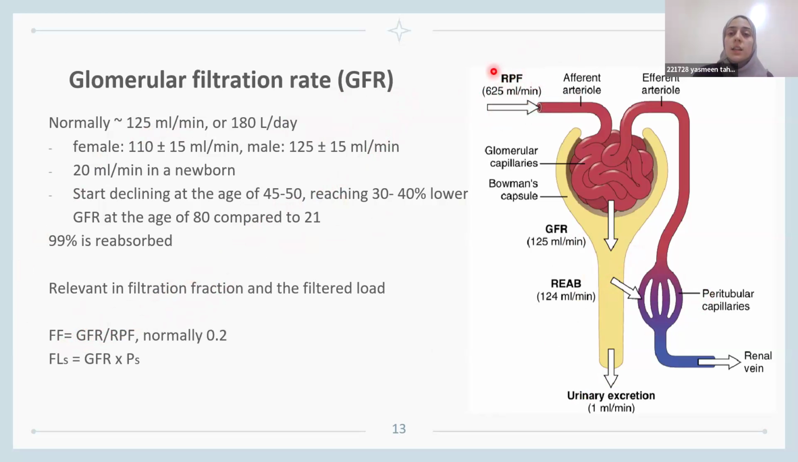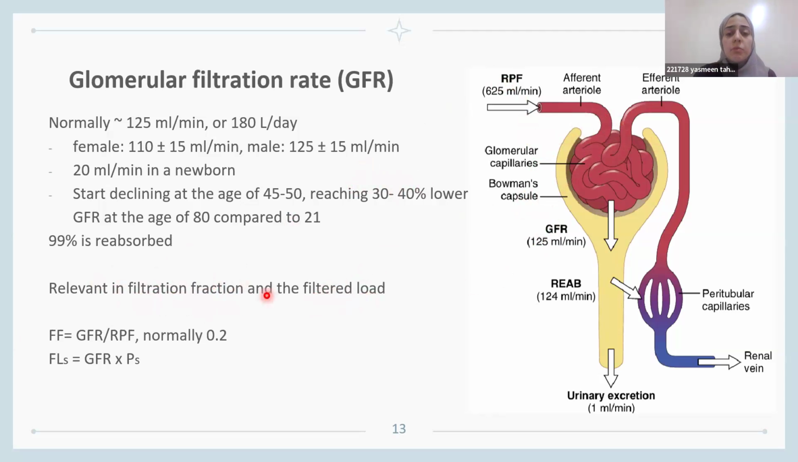So let's say both kidneys are taking 625 mils per minute, and there is a filtration of 125. So 125 over the RPF is going to be around 0.2 or 20%. So 20% of the plasma flowing into the kidney is being filtered. This is the filtration fraction. And you will see how relevant it is in other parts of this lecture and how different changes in the GFR will have different effects on the filtration fraction.